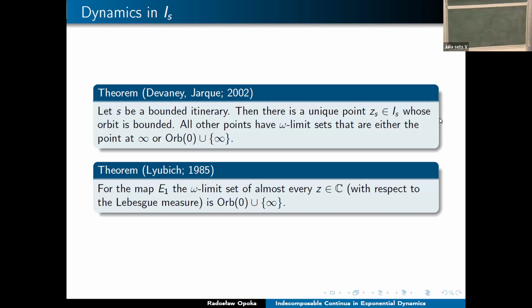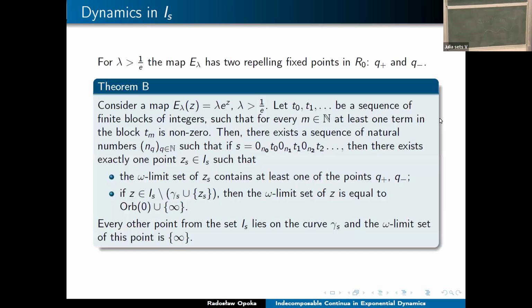But I managed to prove a result which states that there is some special point for itineraries of the form like previous, so of the block form: 0 block, T block, 0 block, T block, 0 block. The assumptions are the same as in the theorem about indecomposable continua, and the result is that we can find blocks of 0 large enough that for such an itinerary in the set IS, there exists a unique point whose omega limit set contains at least one of the points Q plus, Q minus. I skip the details.